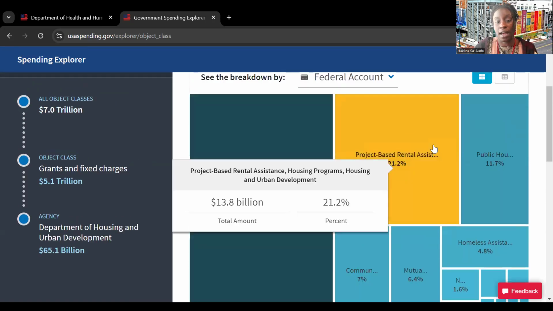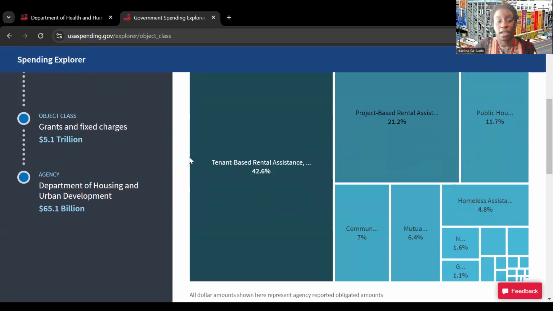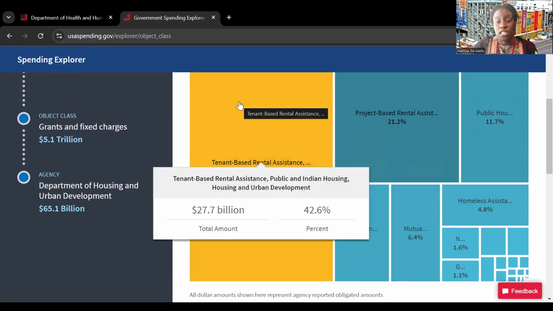Okay, so we've got several different categories here, the majority of which is tenant-based rental assistance, public and Indian or native housing, and urban development. We've got that at 42.6% of the grants and fixed charges.